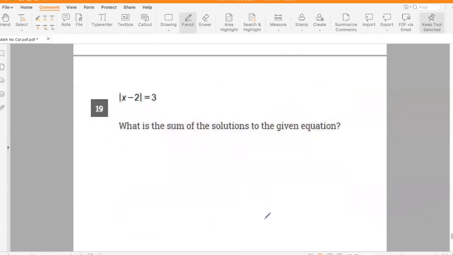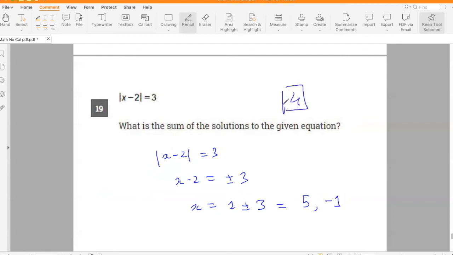What is the sum of the solutions to the given equation? Modulus x minus 2 is 3. So x minus 2 is plus minus 3. So x is 2 plus minus 3. 2 plus 3 is 5, 2 minus 3 is minus 1. So the sum is 5 minus 1, 4.